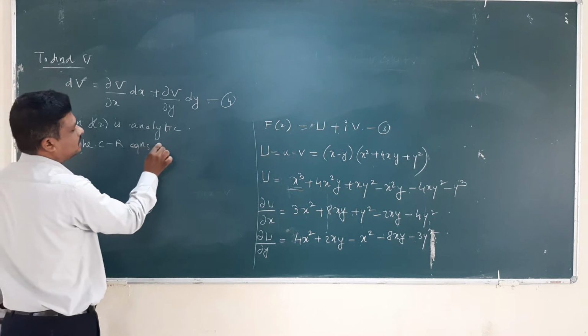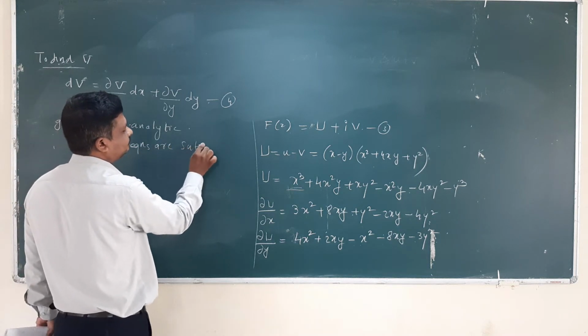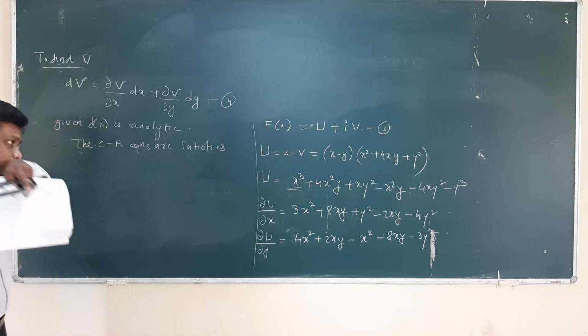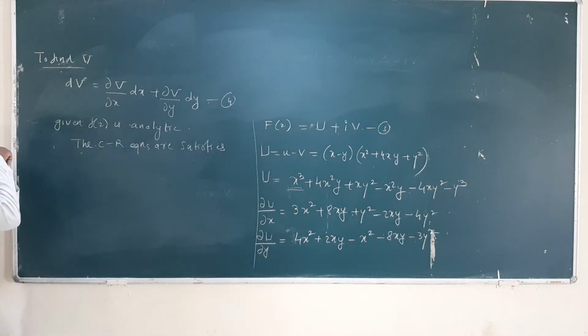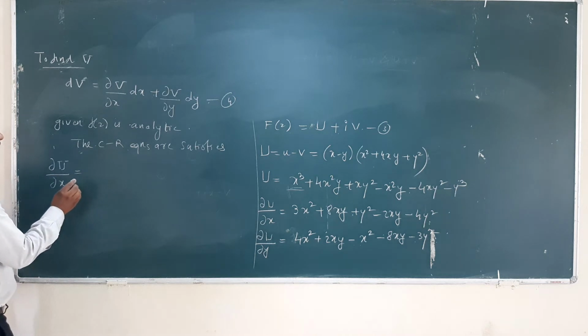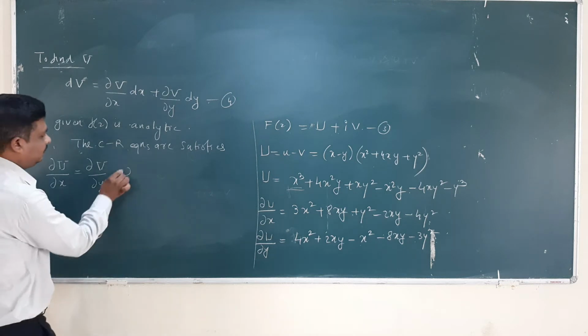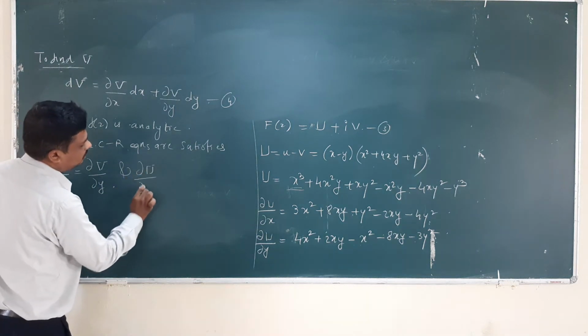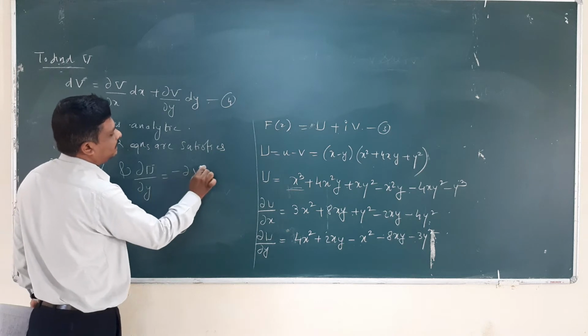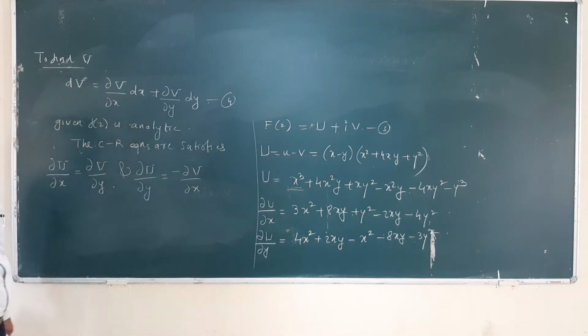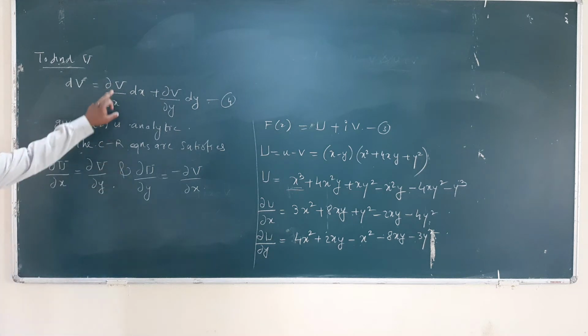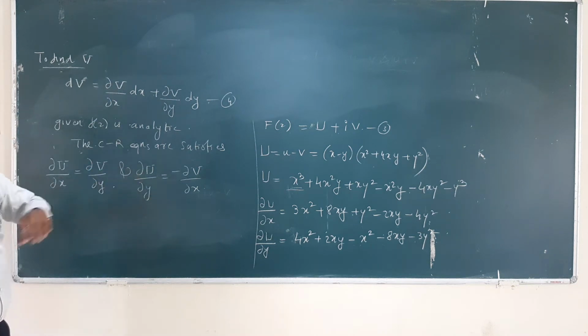Their equations are satisfied. So that is ∂u/∂x = ∂v/∂y, and ∂u/∂y = −∂v/∂x. So what I do here, I will replace ∂v/∂x by −∂u/∂y with the minus sign, and ∂v/∂y by ∂u/∂x.